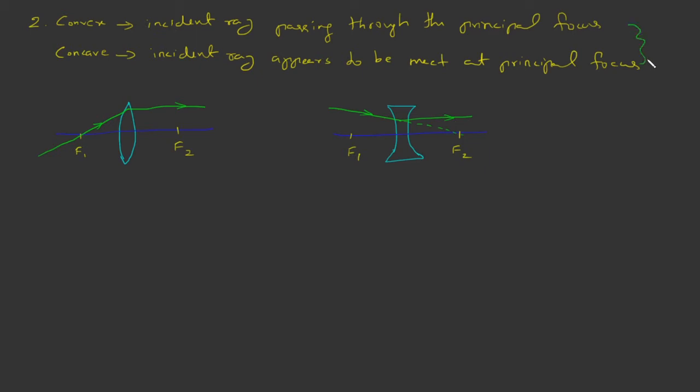So in both the cases, the ray emerges parallel to the principal axis. The third ray we are going to consider here is a ray passing through the optical center.